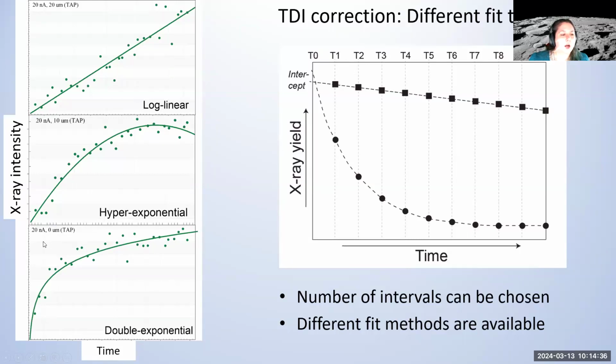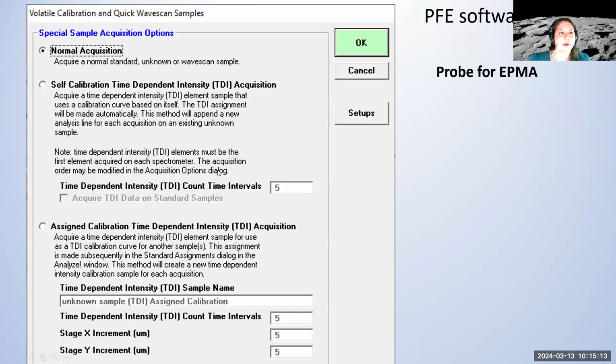So all these were acquired at 15 kV and 20 nanoamps, and I get a double exponential function for a focused beam, a hyper exponential one for a 10 micron beam, and a log linear for 20 microns. So the same material, just depending on how we analyze it, can exhibit different curves. But if we can then find conditions that fit well to one of these fitting methods, we can get a really good interpolation back to zero.